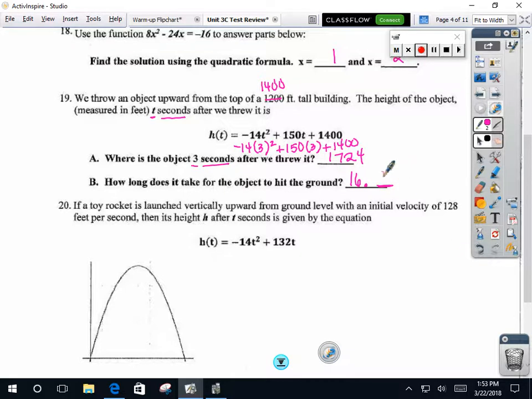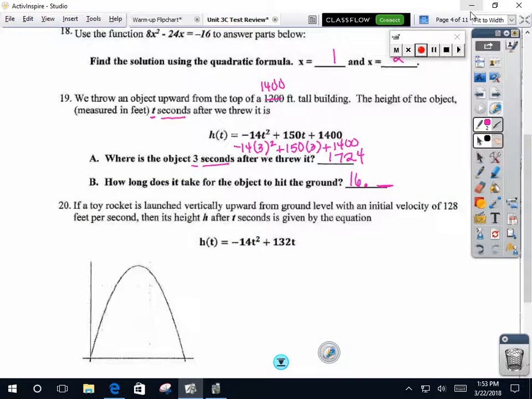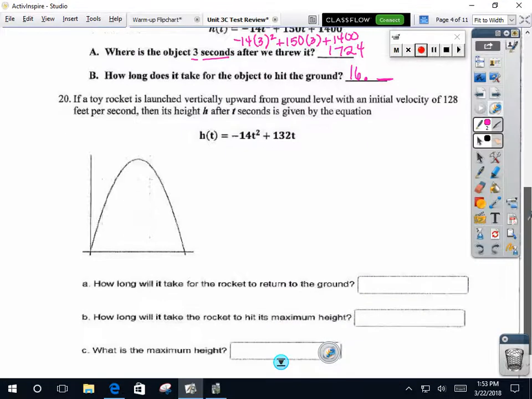The only way to know the for sure answer would be to do what? Quadratic formula. But tomorrow, it's a whole number. Okay, tomorrow it's a whole number. When you look tomorrow, you will see a 0 over here when it hits the ground. Okay? All right, number 20.